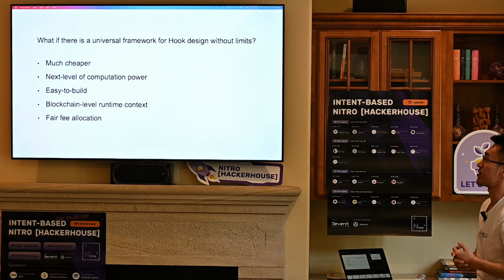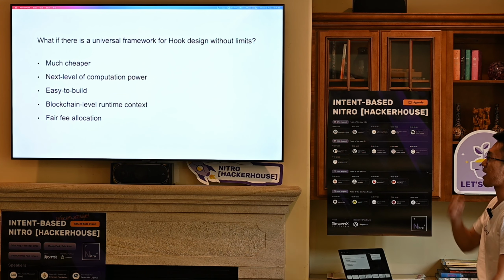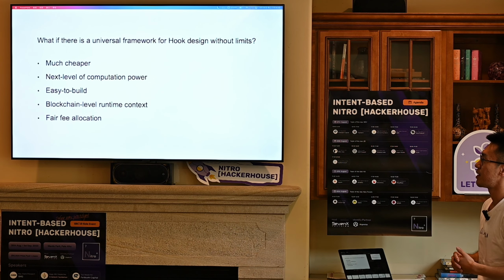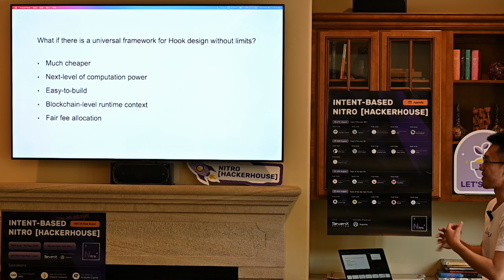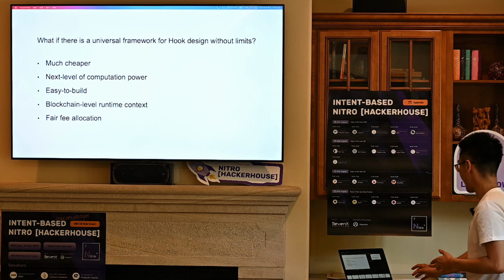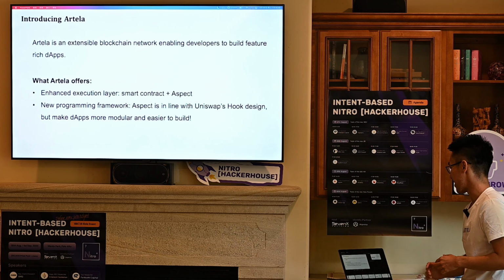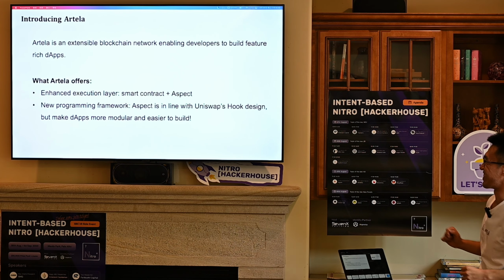So imagine there's a universal framework for hook design without limits. It should be much cheaper, have a next level of computation power, be easy to build, and have a blockchain-level runtime context. And definitely there should be fair fee allocation. That's why we are in Web3, right? So I want to introduce Atala, in just 30 seconds.